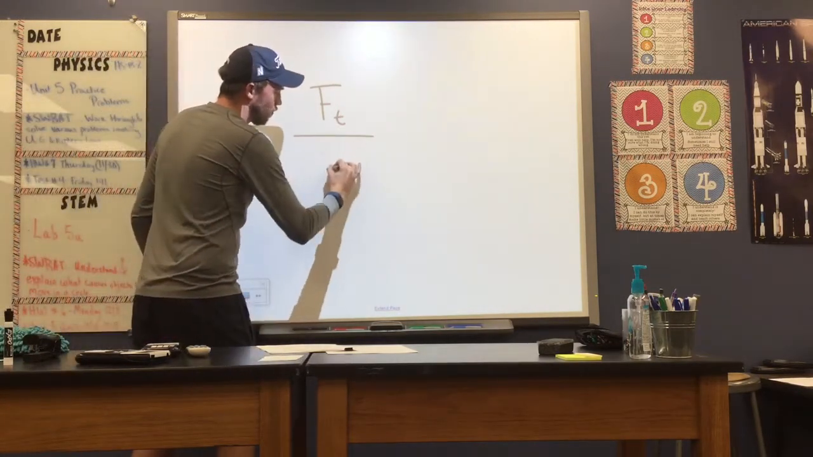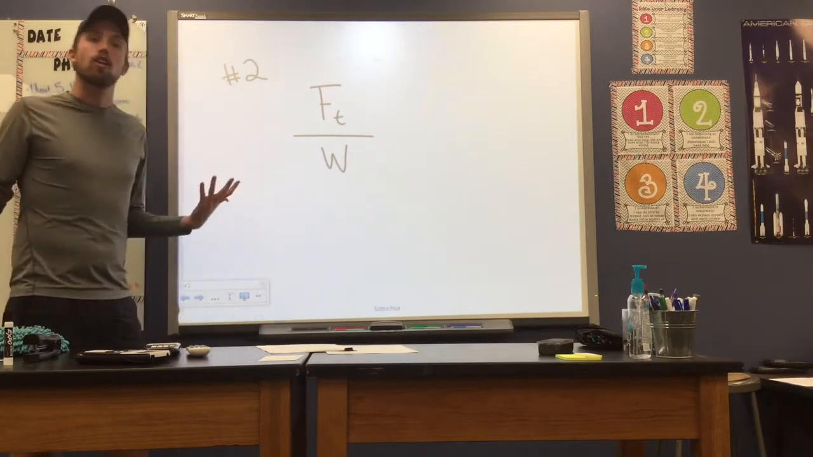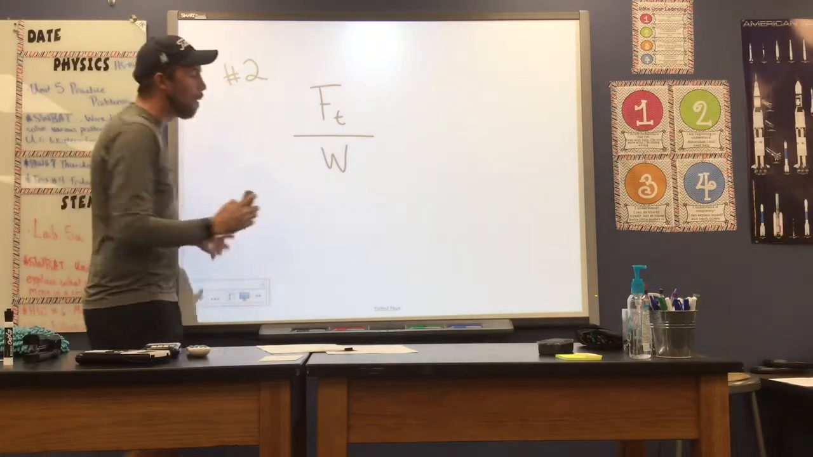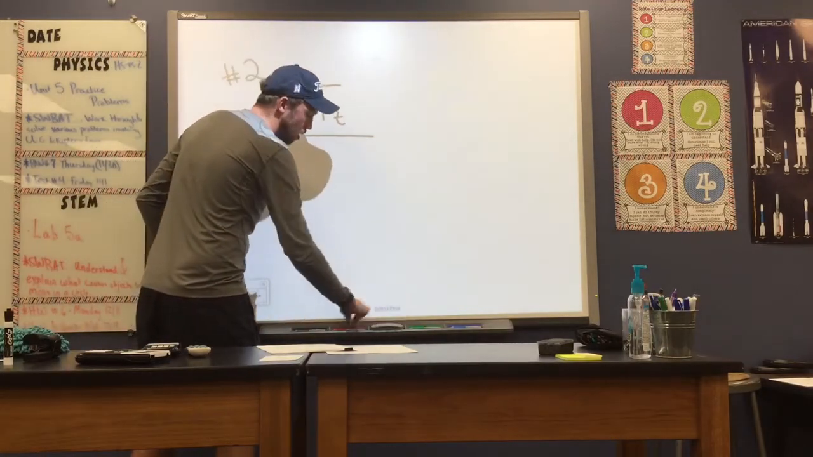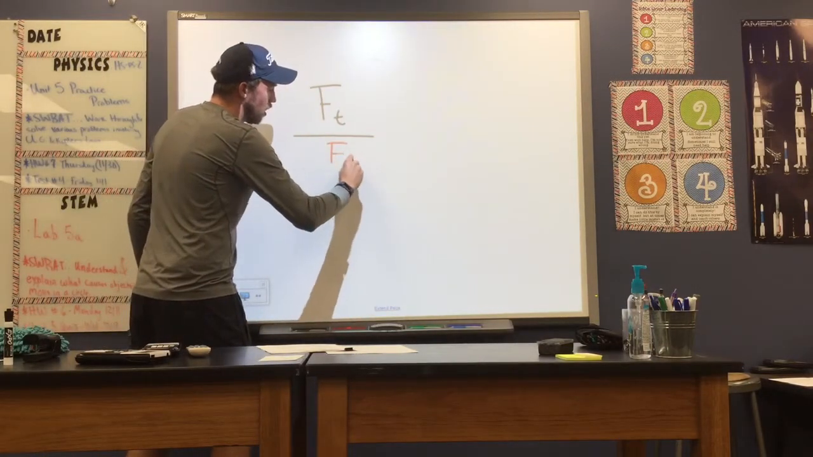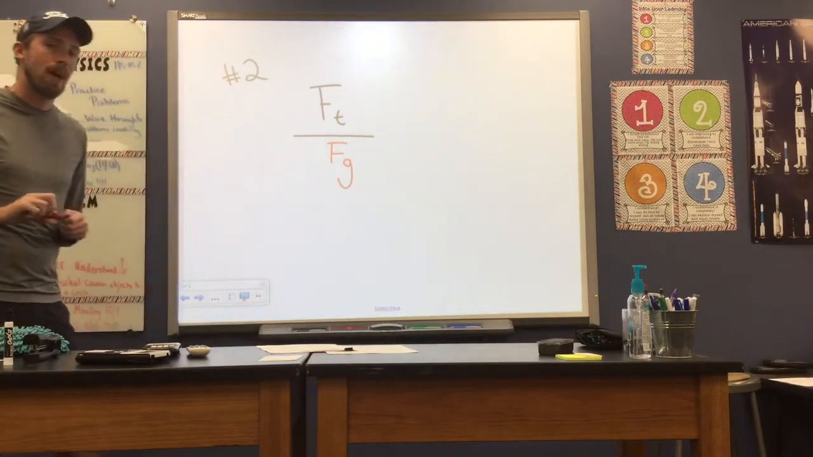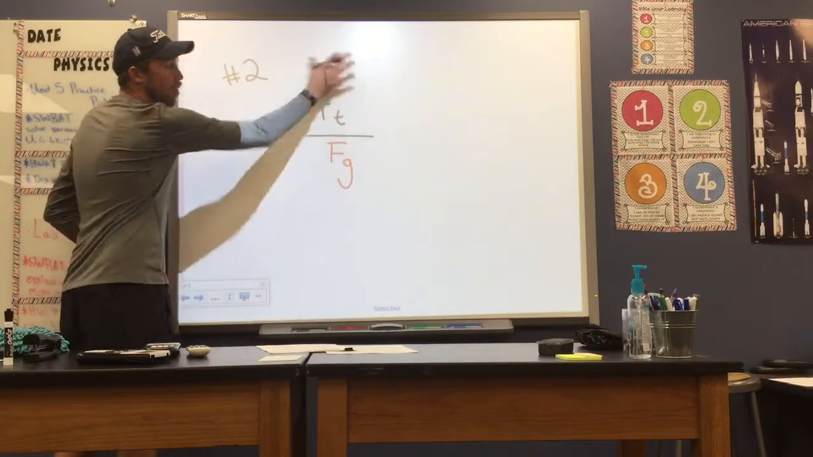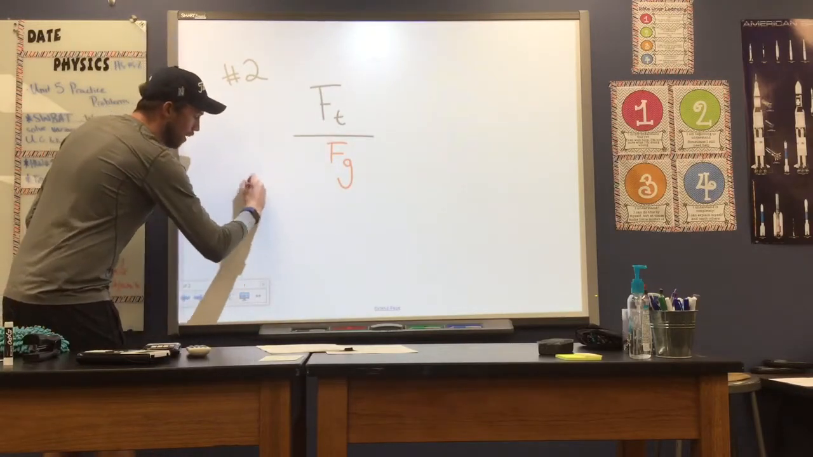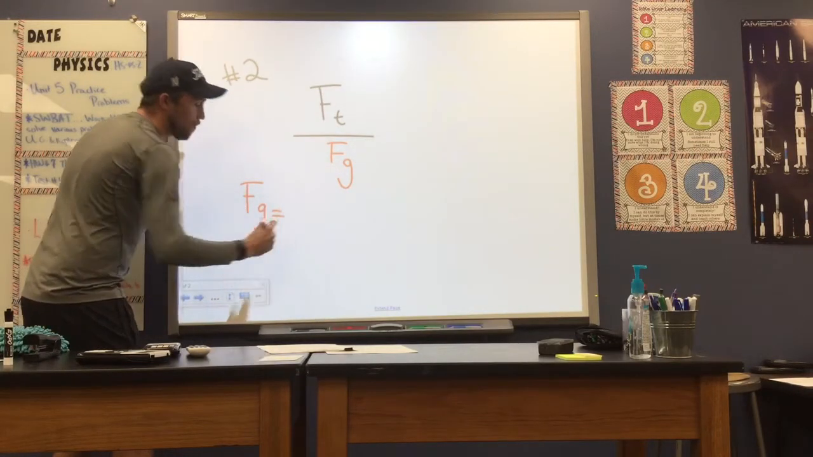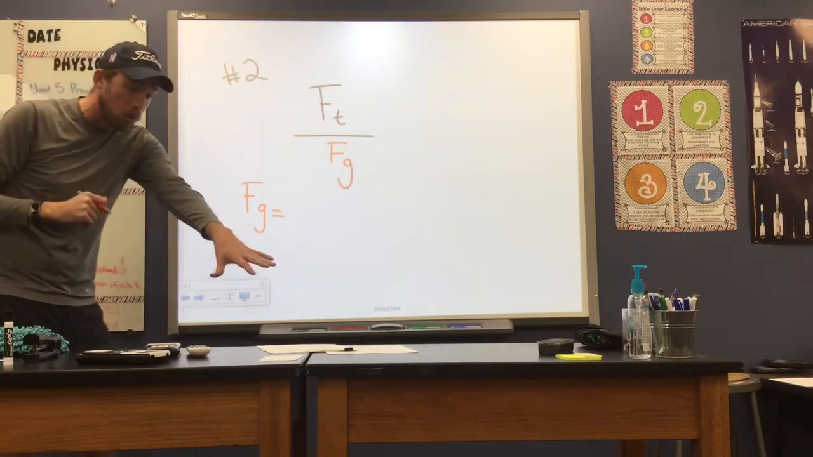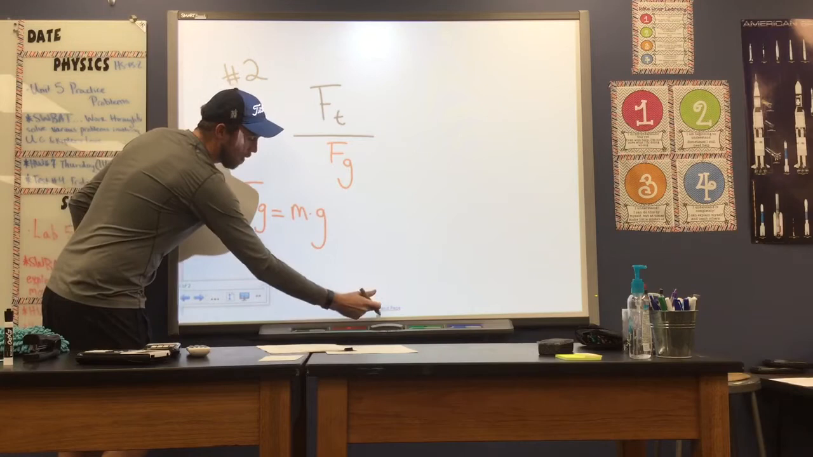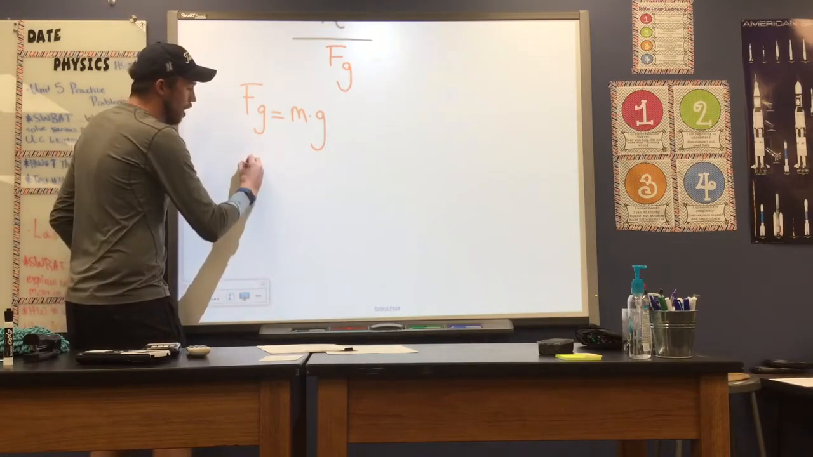Now remember, weight is just another specific way of describing the gravitational force on your body. So that weight is really the same as Fg, our force of gravity. So let's solve for that first because we already have our tension force. Force of gravity, if we are on or near the surface of the Earth, which we're told we are here, is mass times gravity.